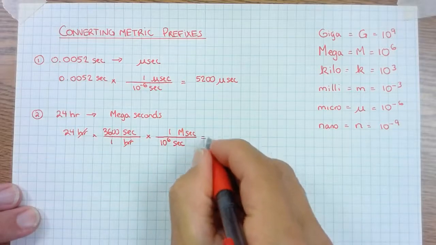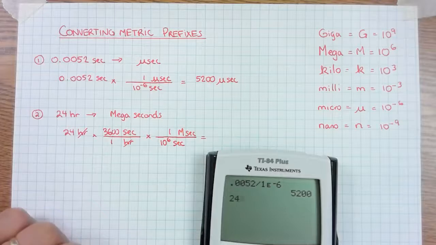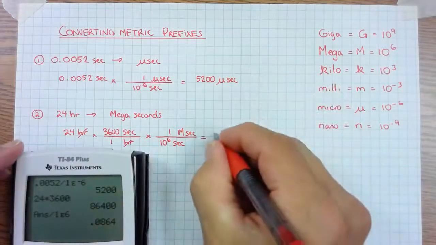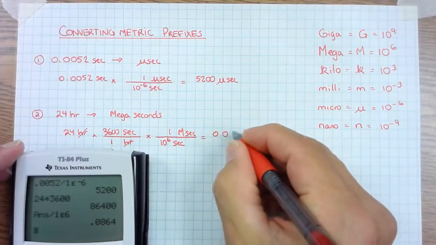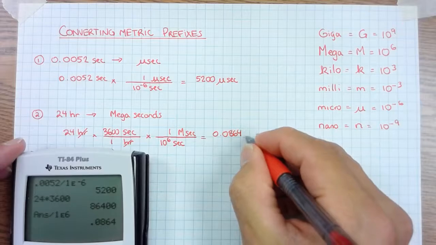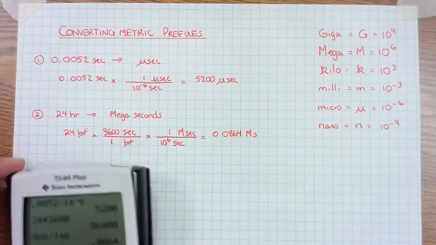Okay? So then you take your calculator, you're going to take 24, multiply it by 3,600, so that's the number of seconds, and then divide it by 10 to the 6th, like so, and that will give you 0.0864, and that is megaseconds. Okay?